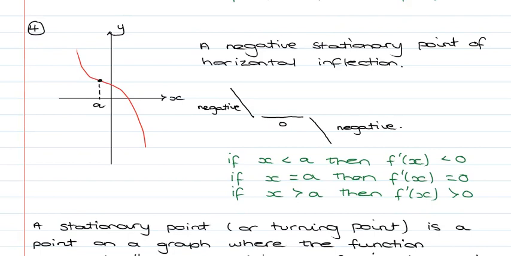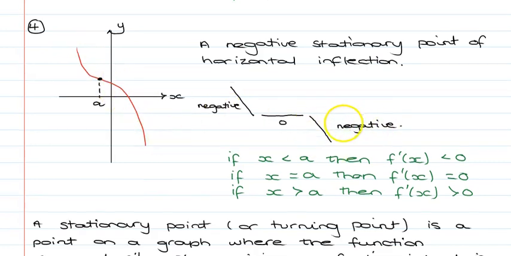The last kind of stationary point is a negative stationary point of inflection. Now let's look at that. To the left of where we found the 0 gradient, we have a negative gradient. And to the right, we also have a negative gradient.